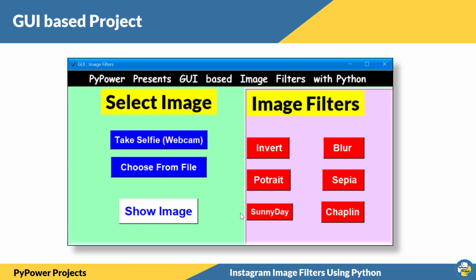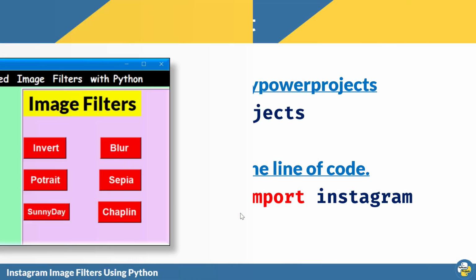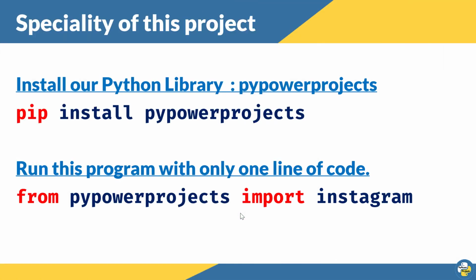Now let's see a speciality of this project. What is the speciality of this project? You can run this particular project with only a single line of code. Yes, exactly. You can run it with a single line of code, but how? For that you have to install our own Python library, PyPower Projects. You can install it using pip install PyPower Projects.